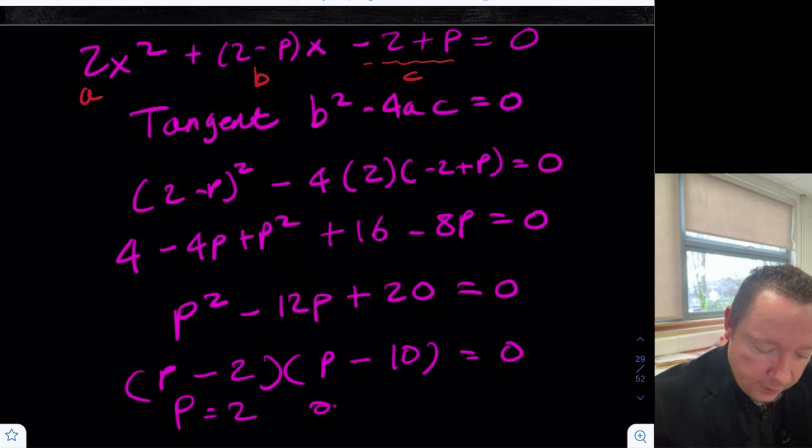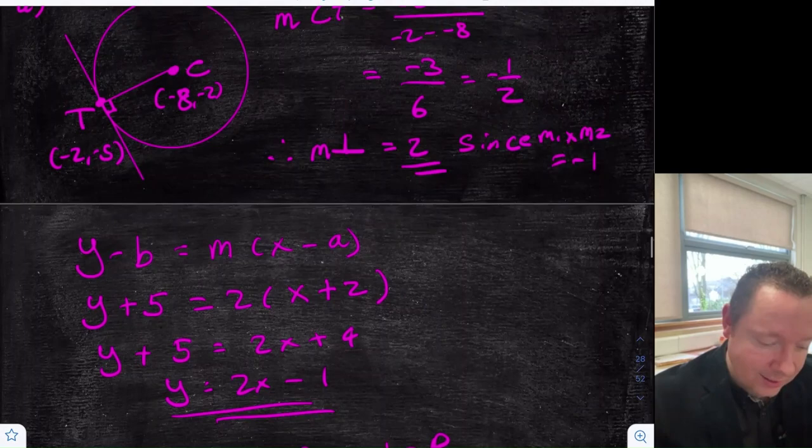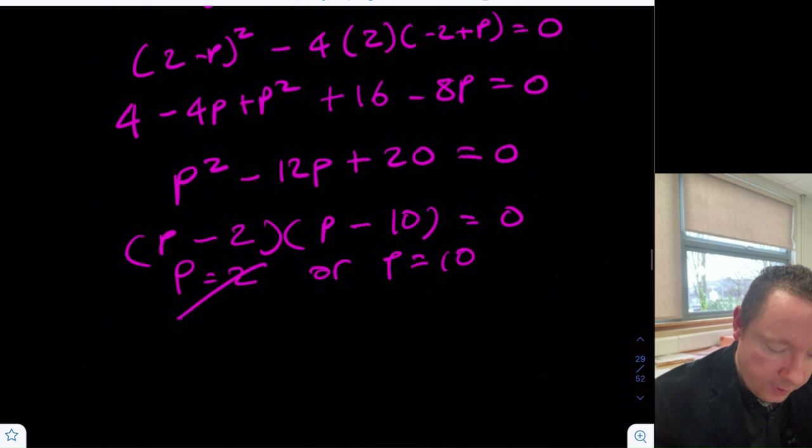But then if we go back to the original question, it says p is greater than 3. So we're disregarding this one. So p equals 10 is our final answer.